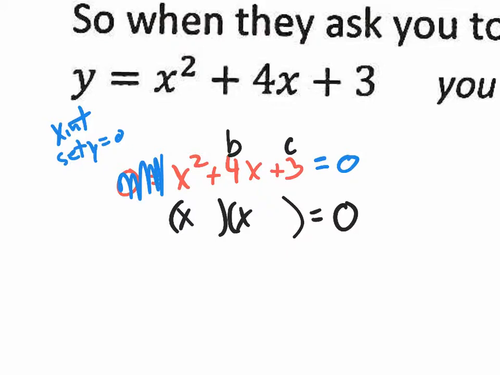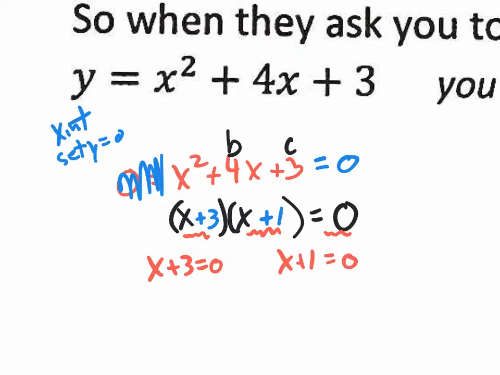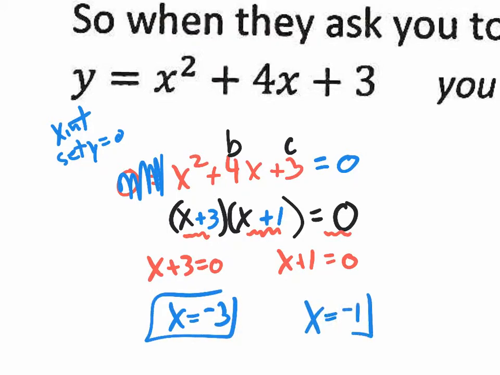3 times 1, right? Positive 3 times positive 1. So plus 3 plus 1. And then that's what we call factoring. After factoring, what would we do? Solve. So you split it and solve, right? The zero product property says if you have something times something equals 0, the first something could be equal to 0. The second something could be equal to 0, right? So your two answers are going to be x equals negative 3 and x equals negative 1.